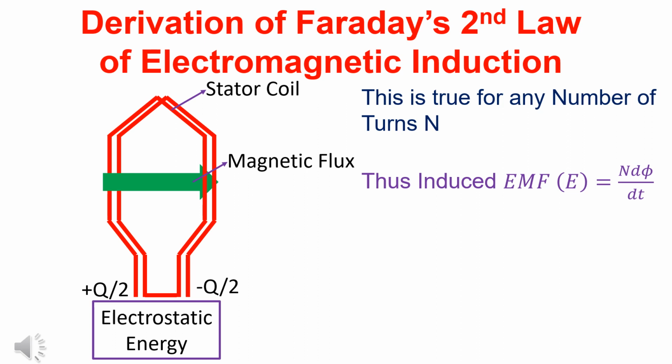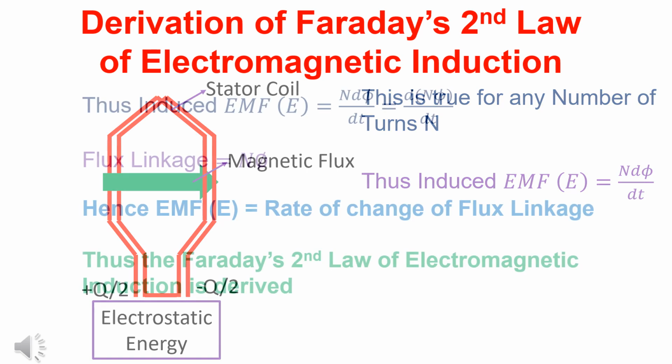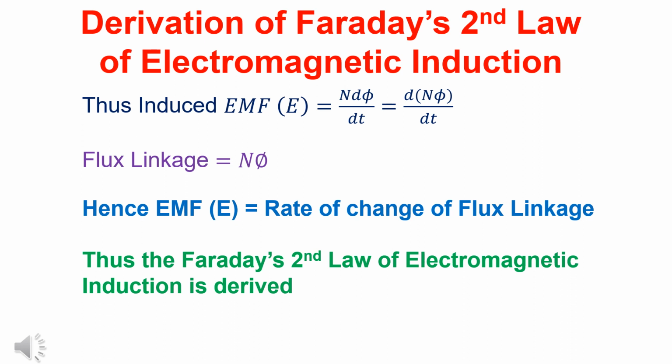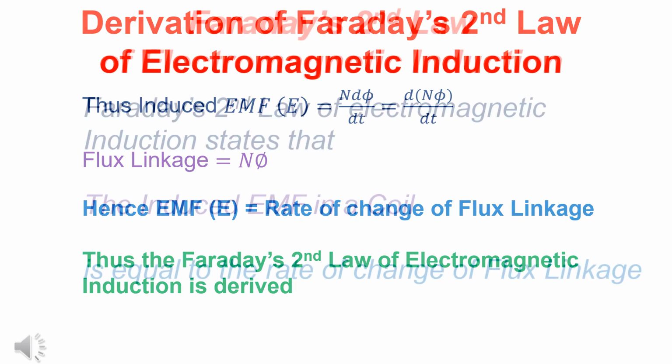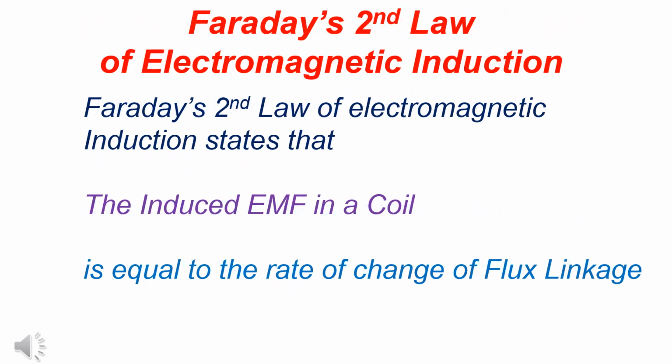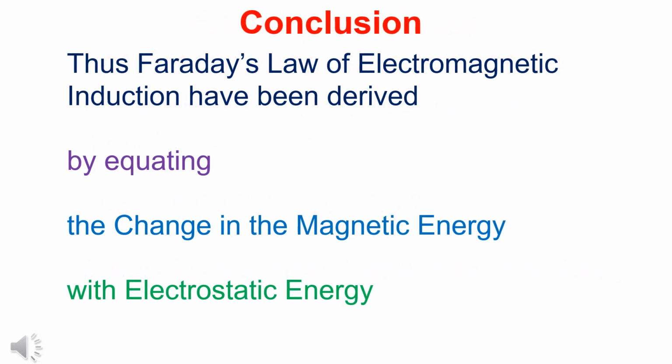Hence EMF is equal to n d phi by dt, or EMF is equal to d n phi by dt, where n phi is the flux linkage. Thus EMF is equal to the rate of change of flux linkage. Hence Faraday's second law of electromagnetic induction is derived. It states that the induced EMF is equal to the rate of change of the flux linkage. Thus, we have derived Faraday's laws by equating the change in magnetic energy to the electrostatic energy.